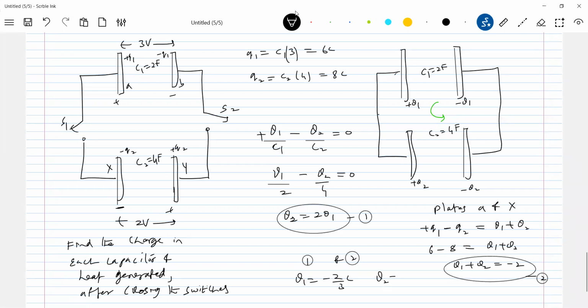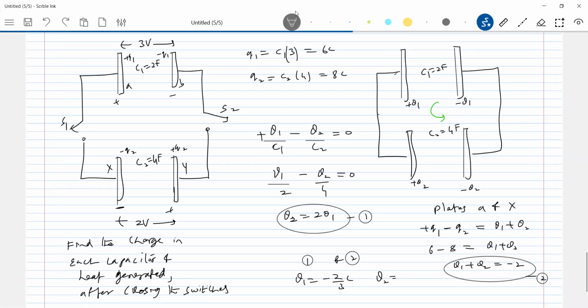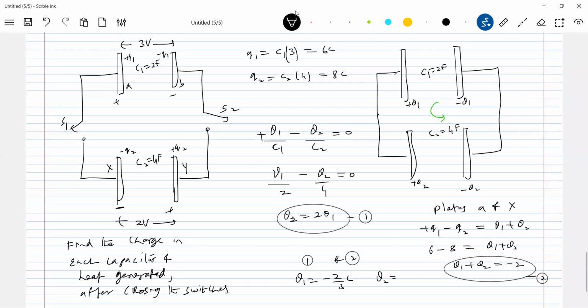Sir, so final polarities will be dependent on the initial polarities. No, it all depends upon the values. Don't say initial polarity; it is nothing. It just depends upon the potentials and capacitance. So I now got Q2 equal to, let me substitute Q2 equal to Q1. So even Q2 also I'm going to get negative.